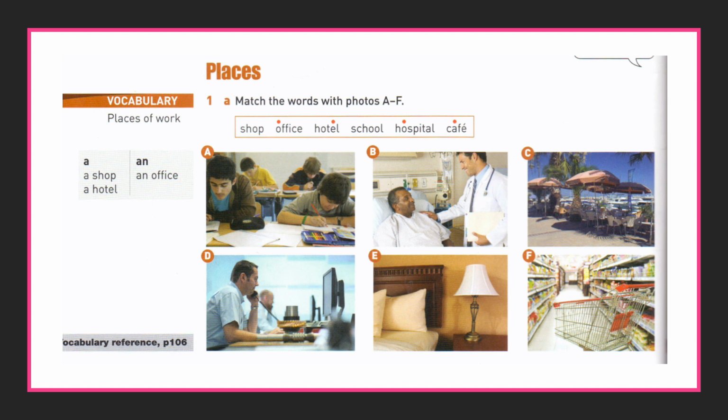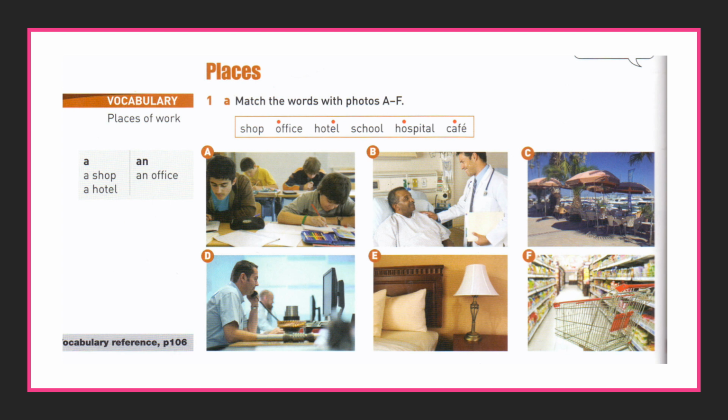Okay, now we continue with the places of work. Here also we can say I work in, for example, as we said before, a supermarket. Now you need to notice that we also use the articles a and an with the places of work: a shop, a hotel, an office, because office starts with a vowel. So I will use an if the word following it starts with any of the 5 vowels, that is A, E, I, O, or U.